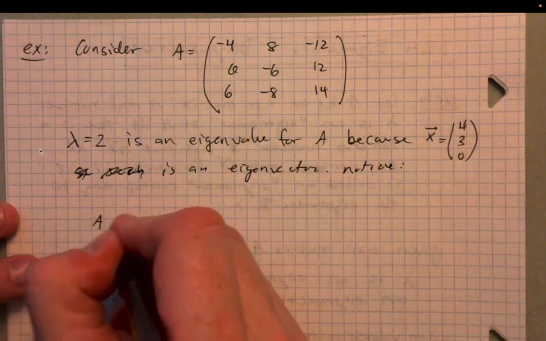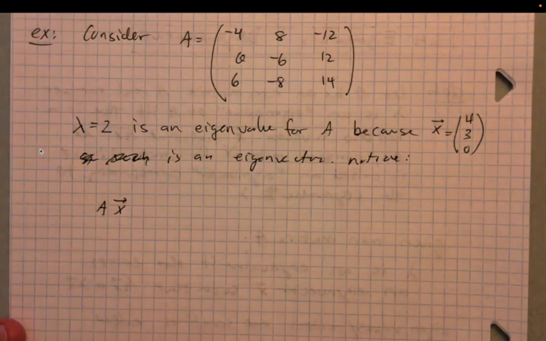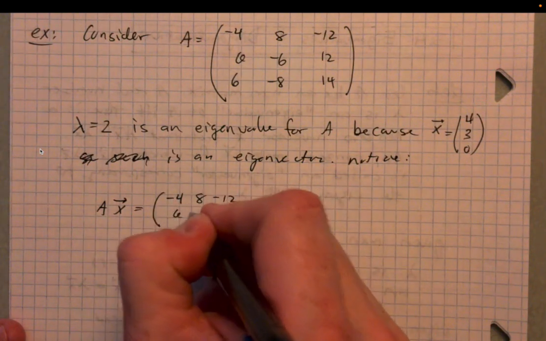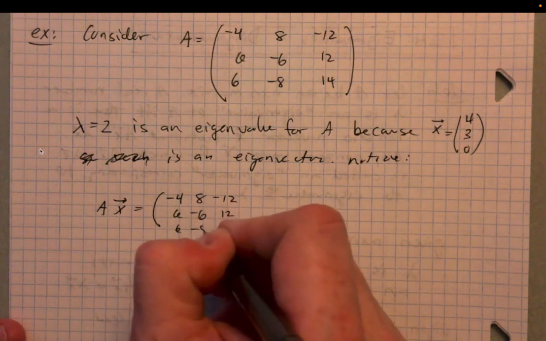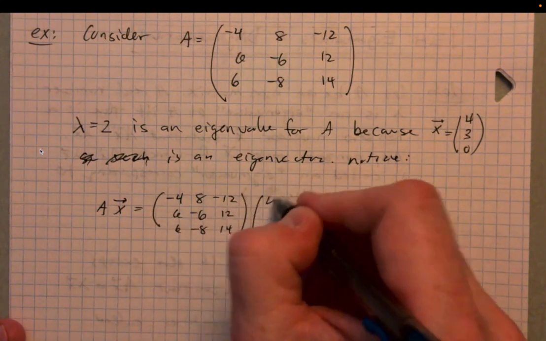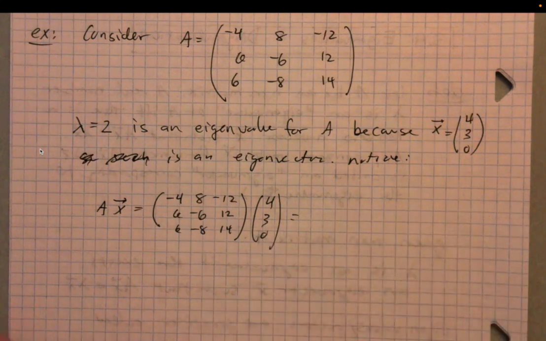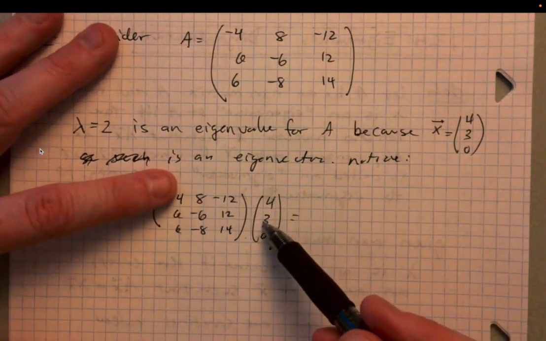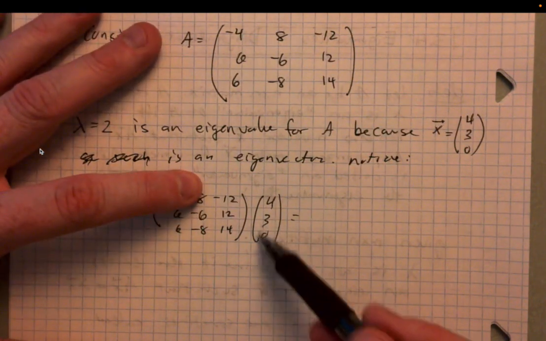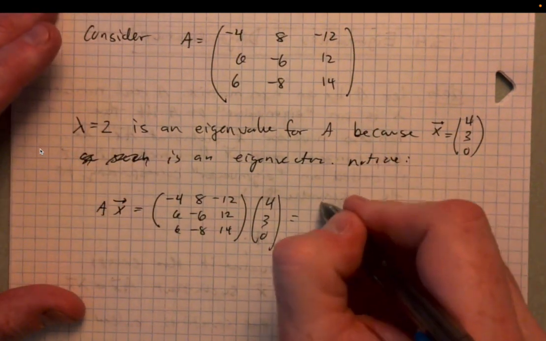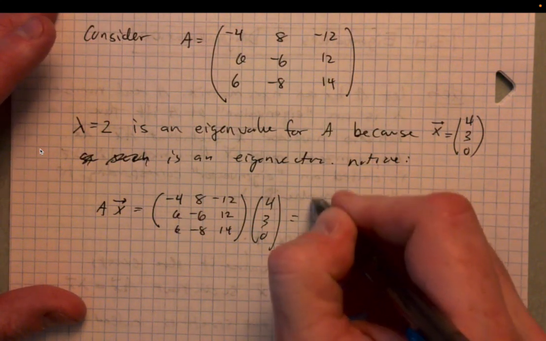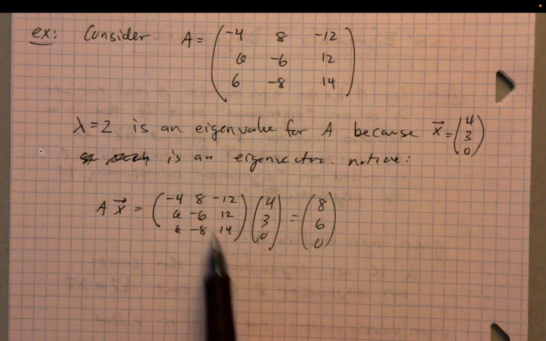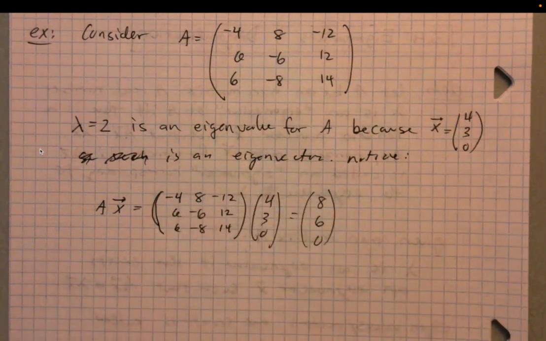All right, so notice, what are we going to say here? Well, we're going to say that A times the vector x is going to produce some vector. Let's figure out what that is. So we can multiply these together. It'd be negative 4 times 4 plus 8 times 3 minus 12 times 0. And when you do that, you'll get 8, 6, and 0. So take your time, pause the video if you need to, and make sure that this multiplication works, and that you know exactly where these quantities are coming from.